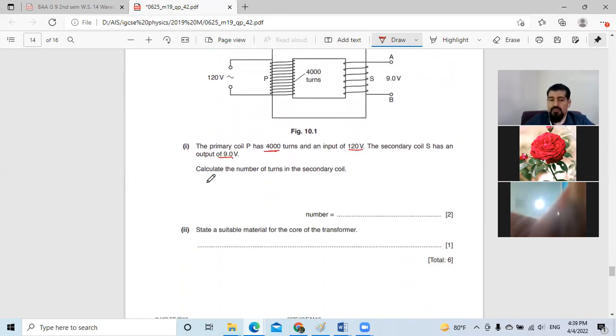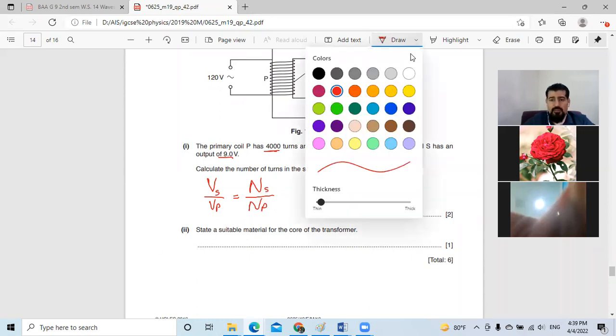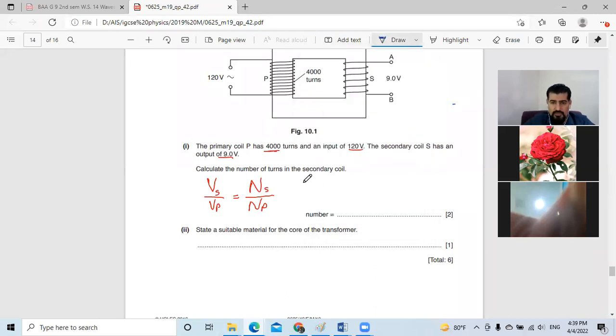We know that we have something called the transformer ratio. It states that the voltage of the secondary over the voltage of the primary is equal to the number of turns on the secondary divided by the number of turns on the primary. I will substitute the values: 9 divided by 120 is equal to the number of secondary turns, which they ask about, divided by 4,000. By cross multiplication, using the calculator, the number of turns will be 300 turns. Thank you, Anfal.